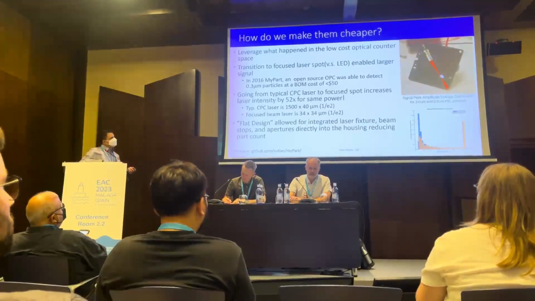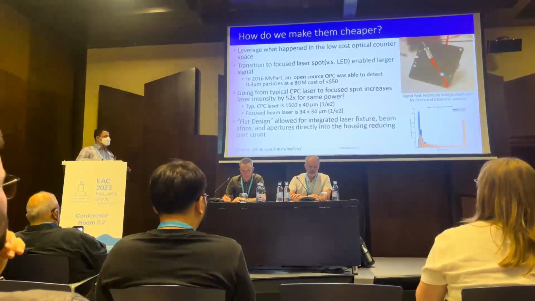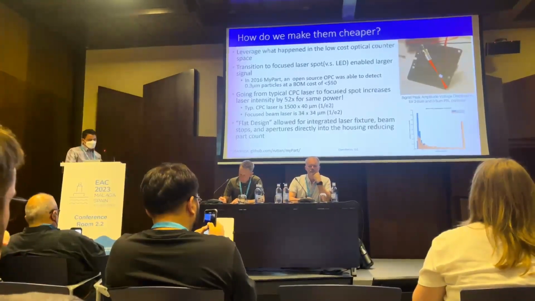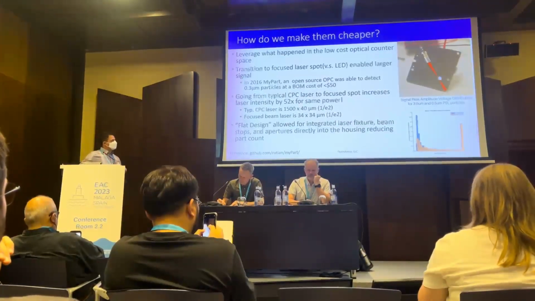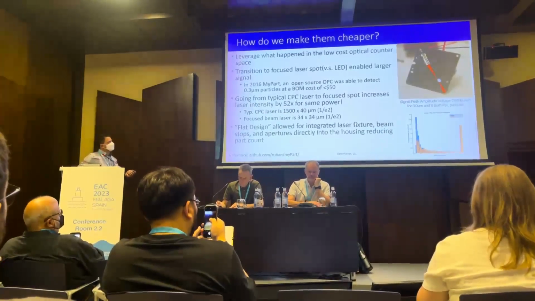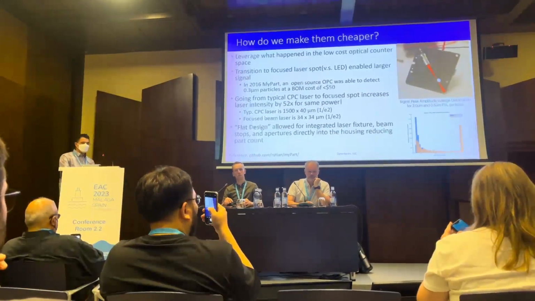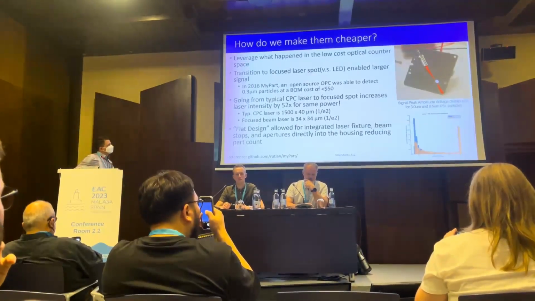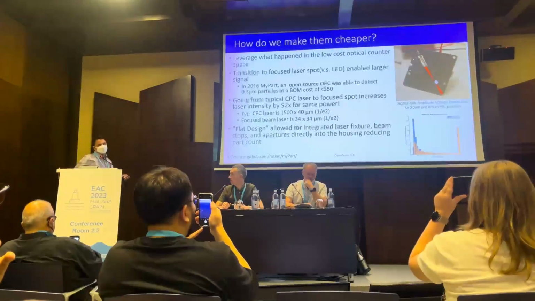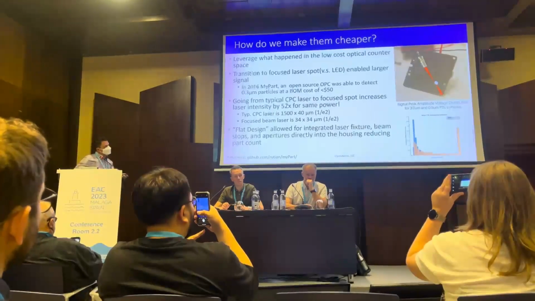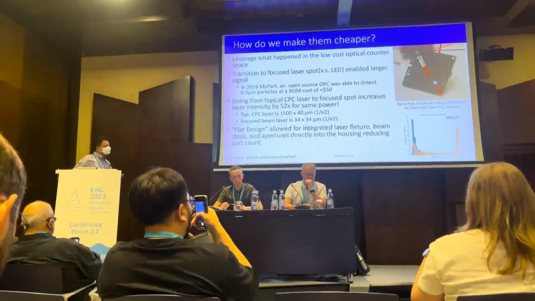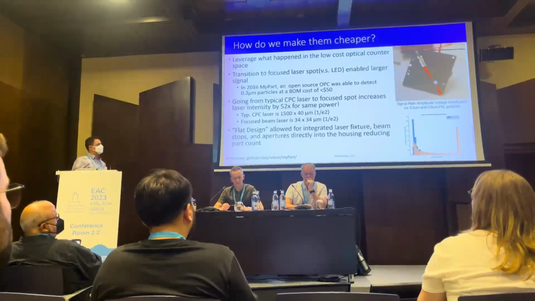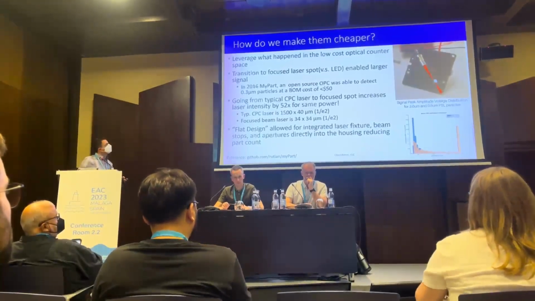And that focused laser is really important because when you go from a very large beam, like in the previous design I showed, which was a 1.5 millimeter by 40 micron beam, and reduce that to 34 by 34 micron, a very, very tight beam, you increase the intensity of that laser by 52x. That means you get a lot more signal, and that means you can have a much less sensitive forward scatter collection. The other important thing was a flat design, which integrated the laser housing, the apertures, and the beam stop all into one part, so you can significantly reduce your part count.